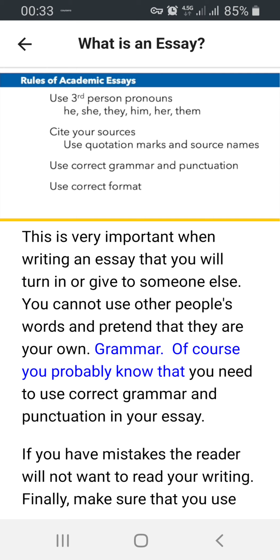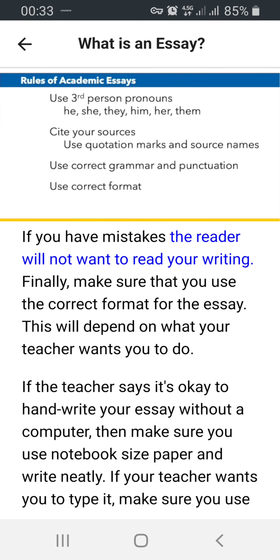Grammar. Of course, you probably know that you need to use correct grammar and punctuation in your essay. If you have mistakes, the reader will not want to read your writing. And finally, make sure that you use the correct format for the essay. This will depend on what your teacher wants you to do.